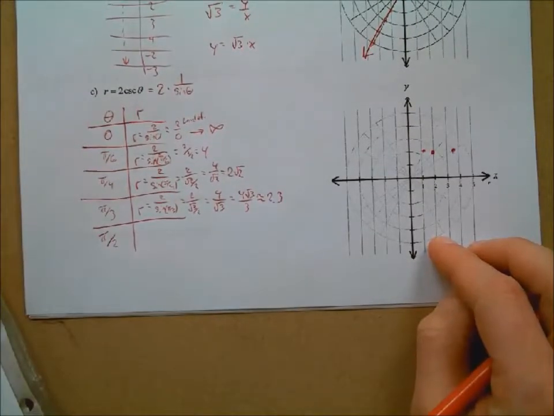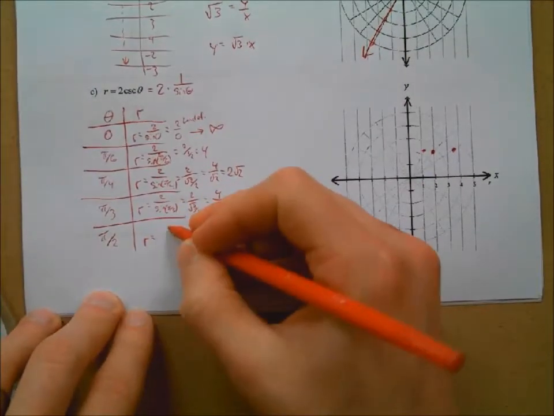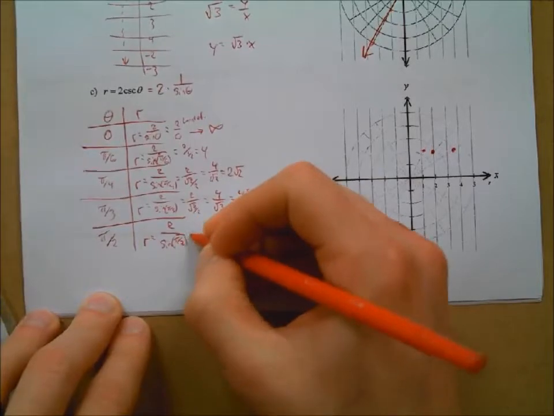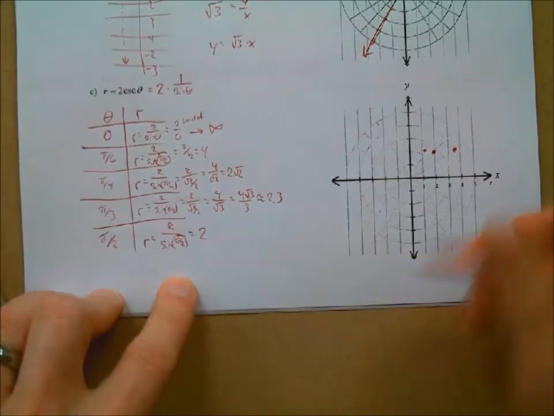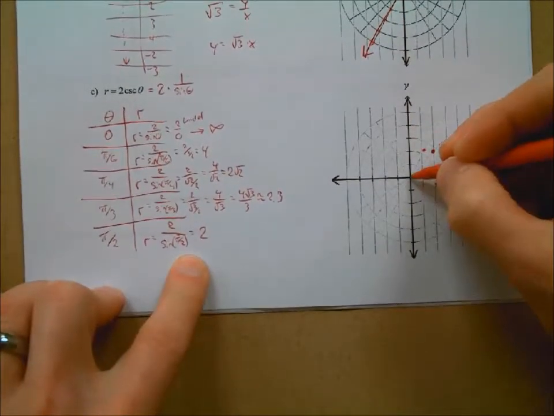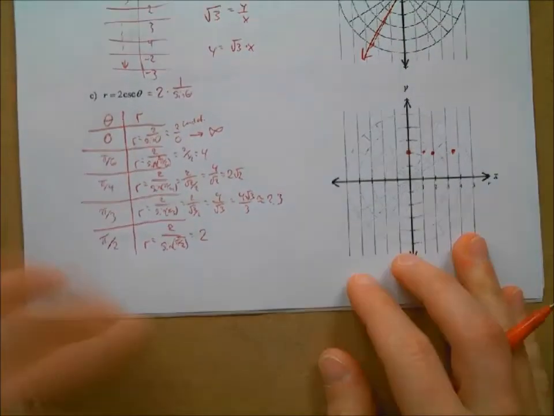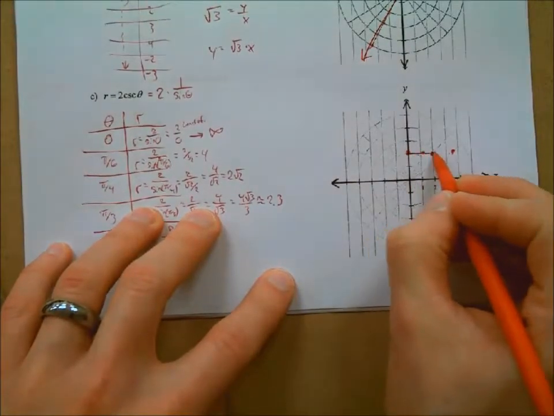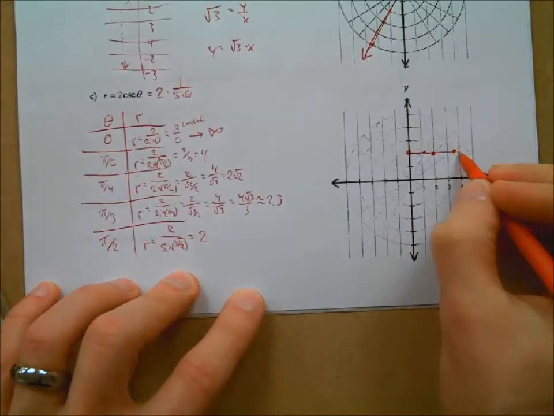And then for the last one, pi over 2, r equals 2 over the sine of pi over 2. Sine of pi over 2 is 1. 2 over 1 is just 2. That makes it easy. So there's our angle pi over 2 right here, and we'll go 2 in that direction. 1, 2. All right, now if we connect those dots, what does that look like? A line. Yeah, it's a horizontal line.